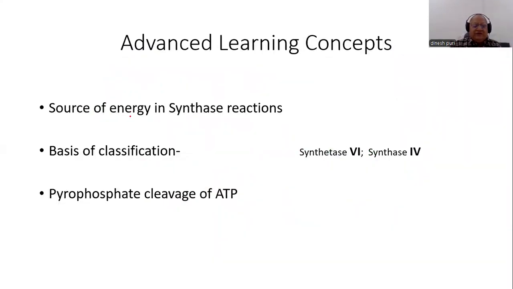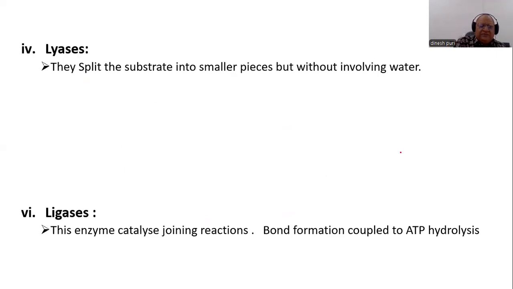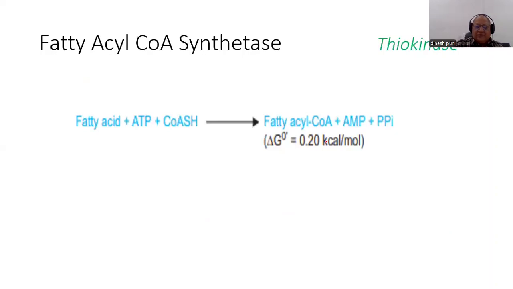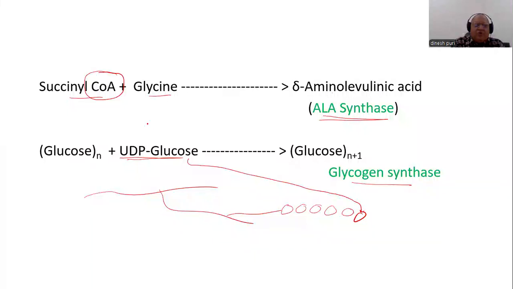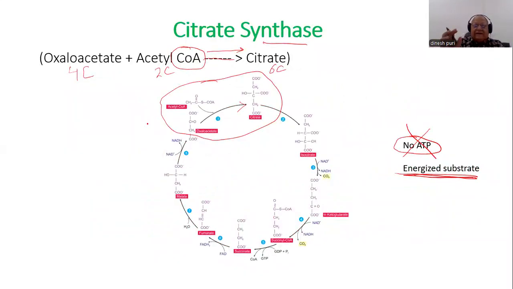Energized substrate, either in the coenzyme form or in the nucleoside sugar form, UDP glucose, so as to say. Next question, basis of classification. Synthetase we put in class 6, synthase in class 4. Putting in class 6 is no problem, because class 6 are ligases which catalyze joining reactions, bond formation coupled to ATP hydrolysis, which we discussed just now. So that's okay. But what about these synthases? Why should they be kept in class 4?